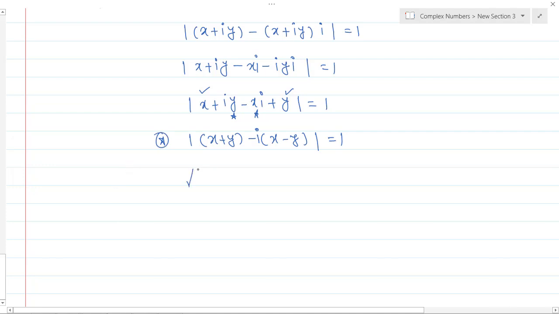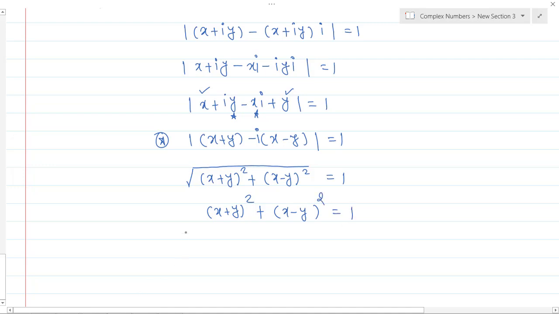Modulus means what? It is always the square root of the square of the real part plus the square of the imaginary part. So it becomes x plus y whole square plus x minus y whole square. Sorry, the modulus of this is equal to 1. Yes, correct. Now taking squares on both sides, what will you get? x plus y whole square plus x minus y whole square is equal to 1.